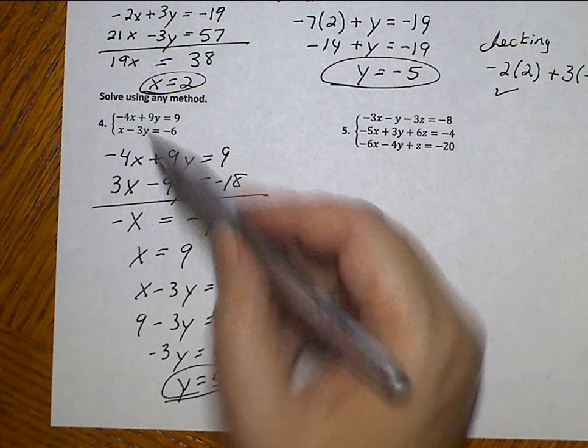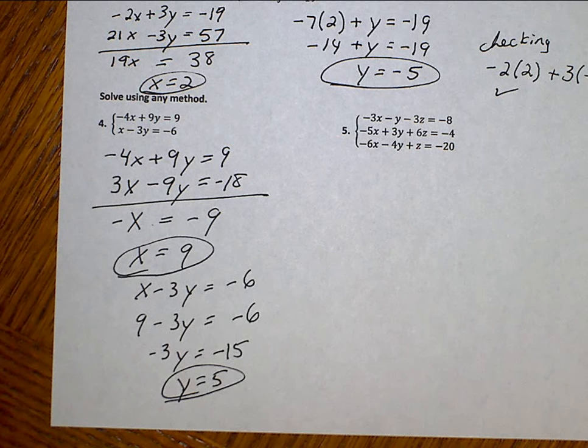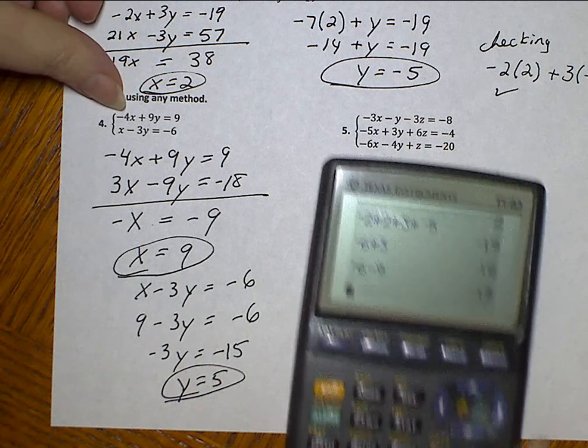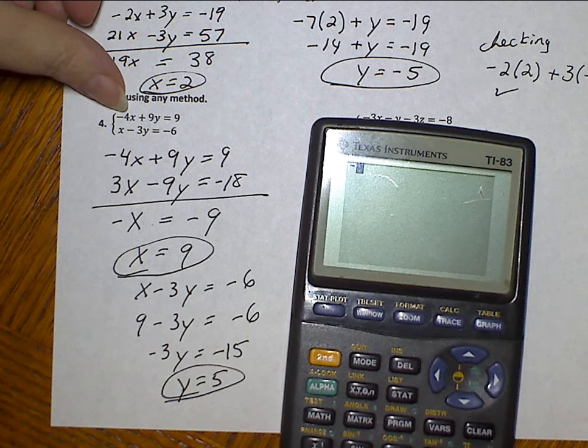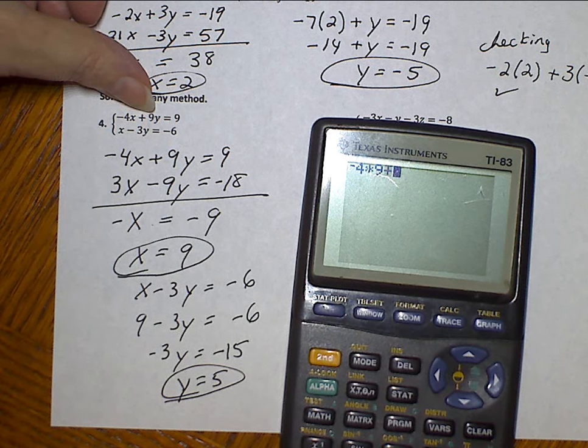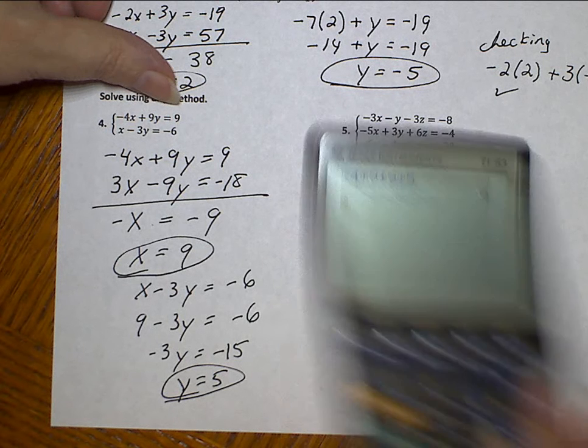And we know what x is. Since I used that, I'm going to use the top just to check it out, see if it's right. So negative 4 times 9 plus 9 times my y is 5, and it's 9. So that's right also.